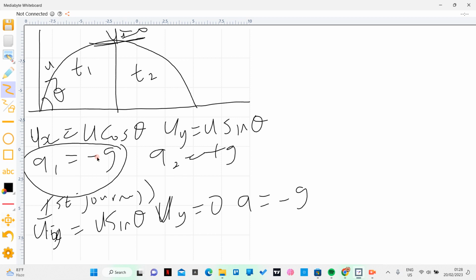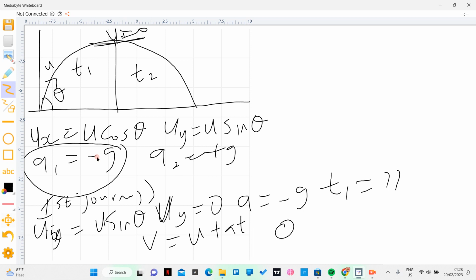And then, what else do we have? Then we are looking for what? T1 for the first journey. We're looking for T1. Now, which equation of motion are we going to use? We have u, we have v, we have a, we have t. The equation we are going to use will be v equals u plus at.